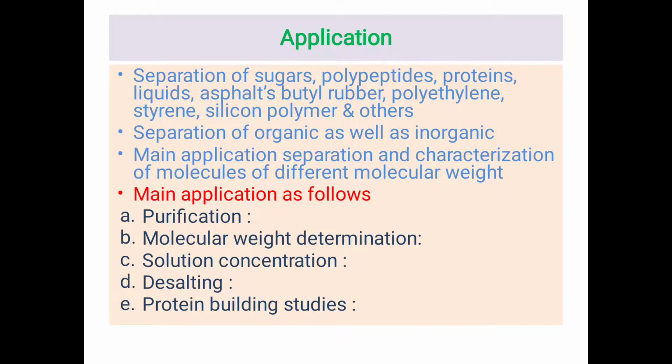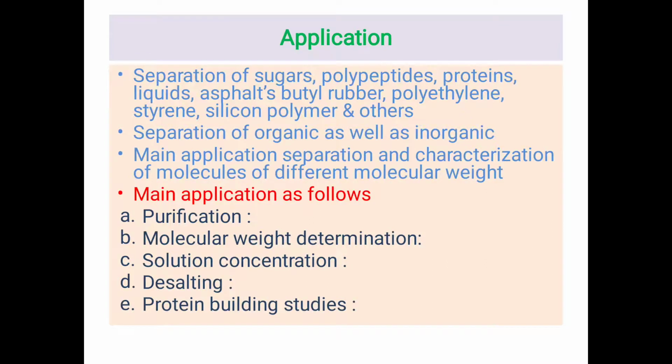Then the last point is the applications. Gel chromatography is used with great success in the separation of sugars, polypeptides, proteins, lipids, then asphalts and butyl rubber, as well as polythene, styrene, silicon polymers and other types of substances. Separation of organic as well as inorganic materials is also carried out using gel permeation chromatography. The main application of gel chromatography is the separation and characterization of molecules of different molecular weight.